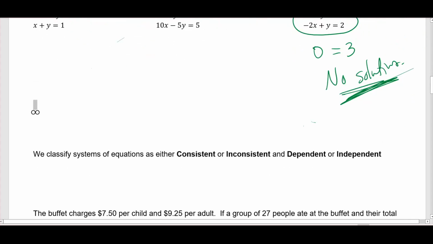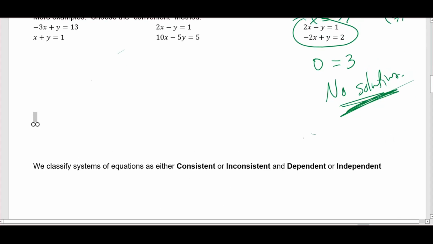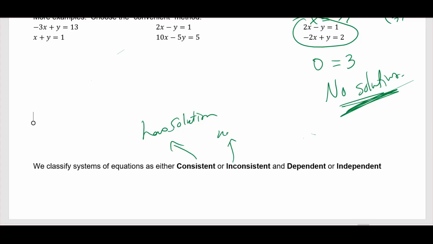Okay, so yeah, we classify systems of equations as either consistent or inconsistent. So consistent means it has a solution, and inconsistent means it has no solution. Dependent means it's the same line. Independent means we have two different lines.